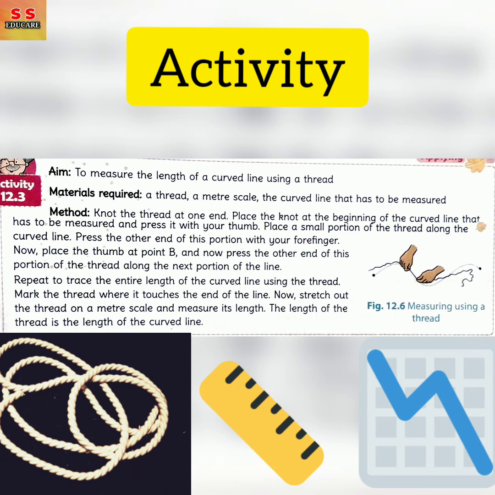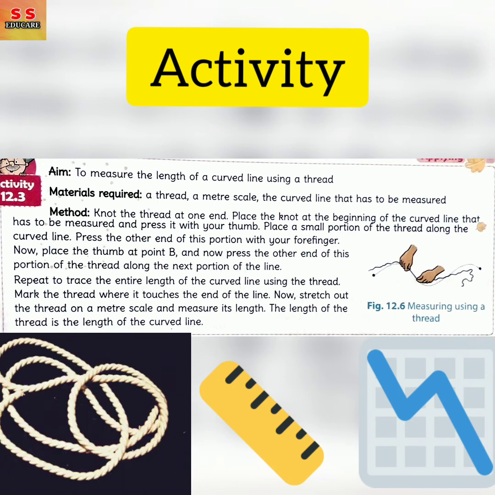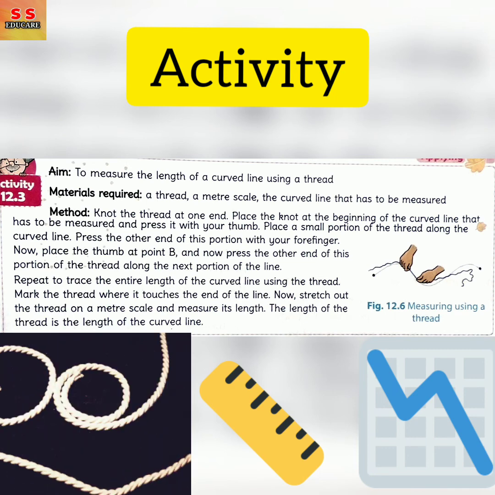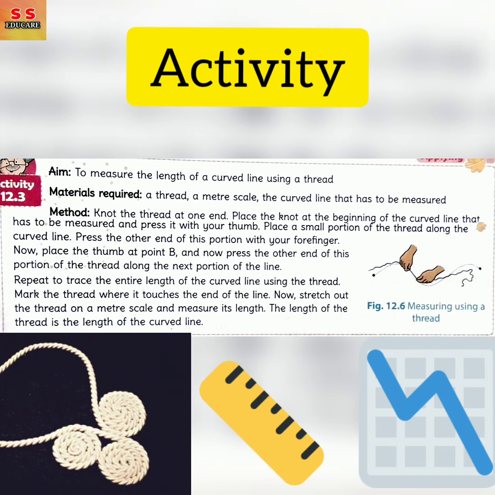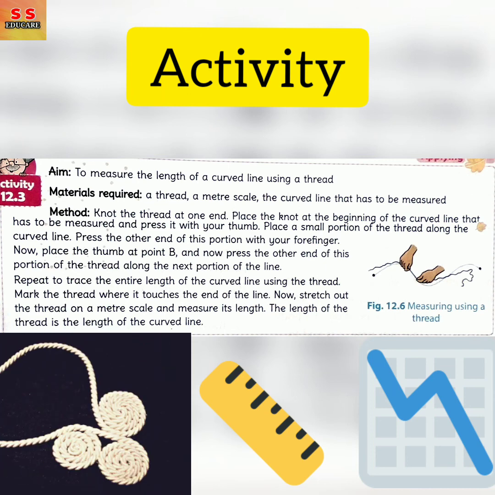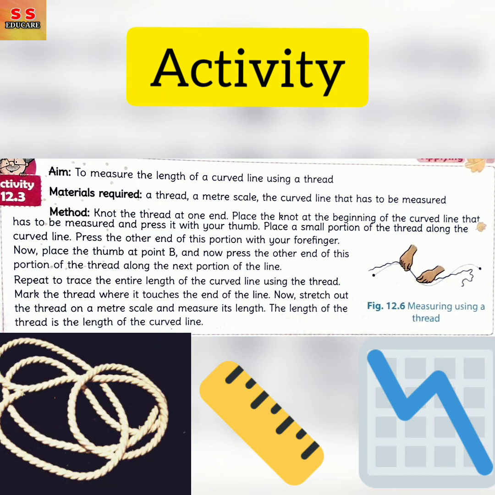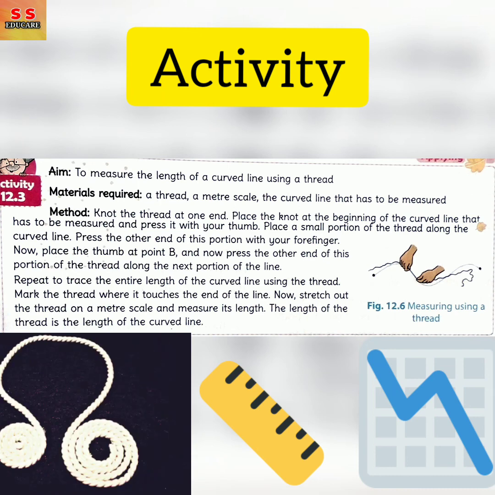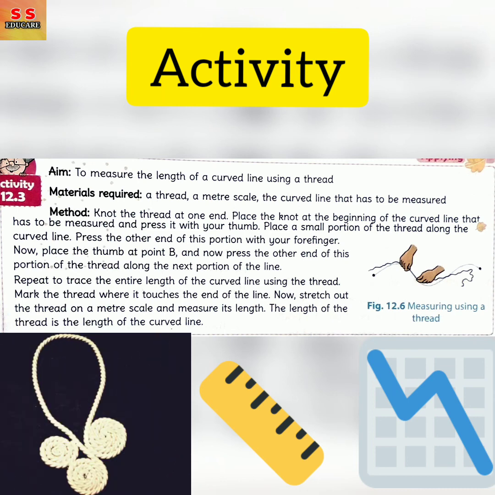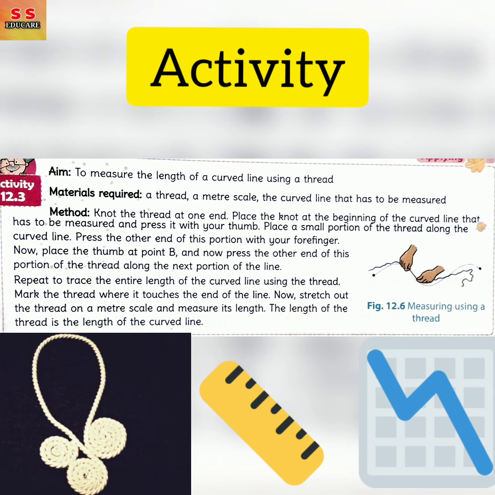Now, place the thumb at point B and press the other end of this portion of the thread along the next portion of the line. Repeat to trace the entire length of the curved line using the thread. Mark the thread where it touches the end of the line. Now stretch out the thread on a meter scale and measure its length. The length of the thread is the length of the curved line. So this way you can measure the length of a curved line.